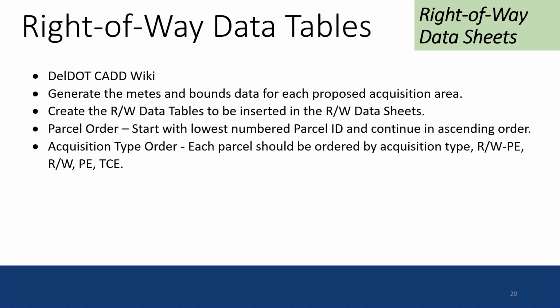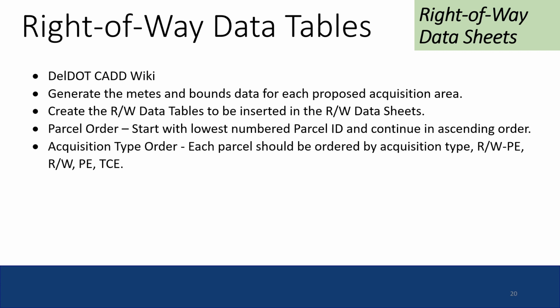The practitioner should refer to the DelDOT CAD Wiki for the process on how to generate the metes and bounds data for each proposed acquisition area. The CAD Wiki will detail how to create the right-of-way data tables to be inserted on the right-of-way data sheet in the right-of-way plans. On the right-of-way data sheets, the proposed acquisitions should be sorted by project parcel ID, starting at the lowest and continuing in ascending order.